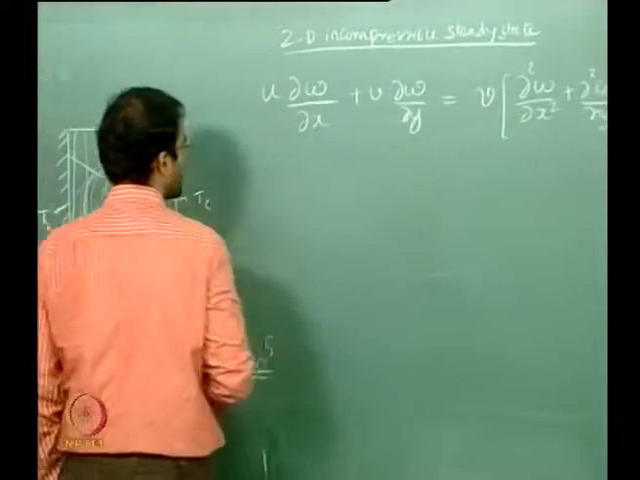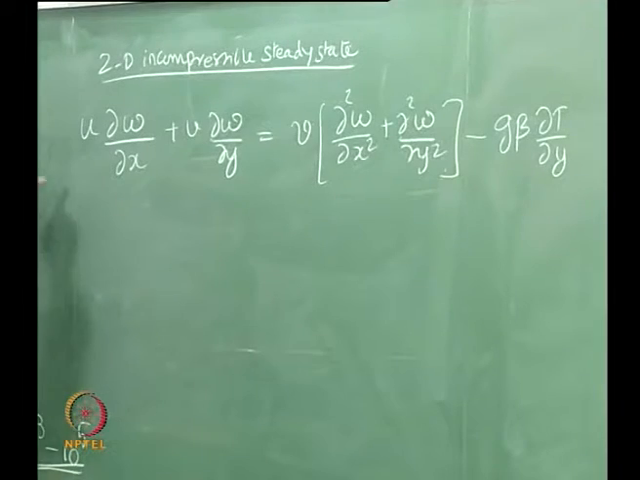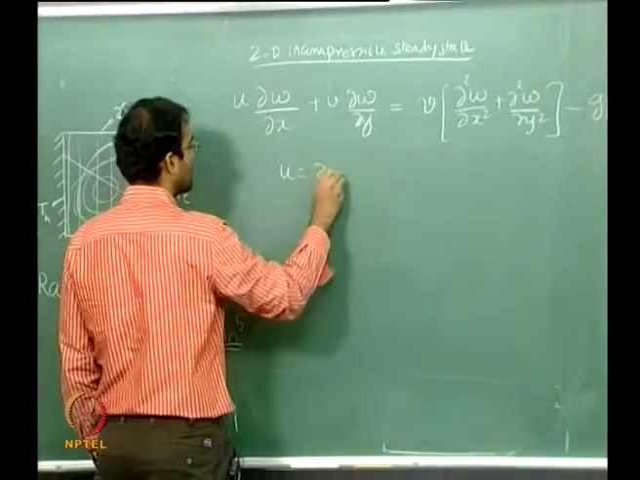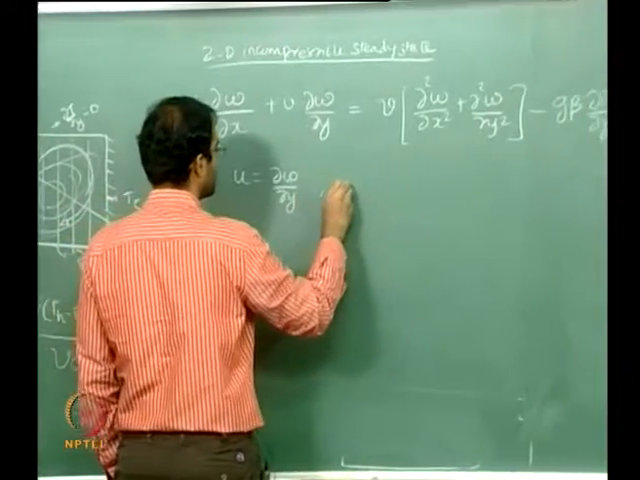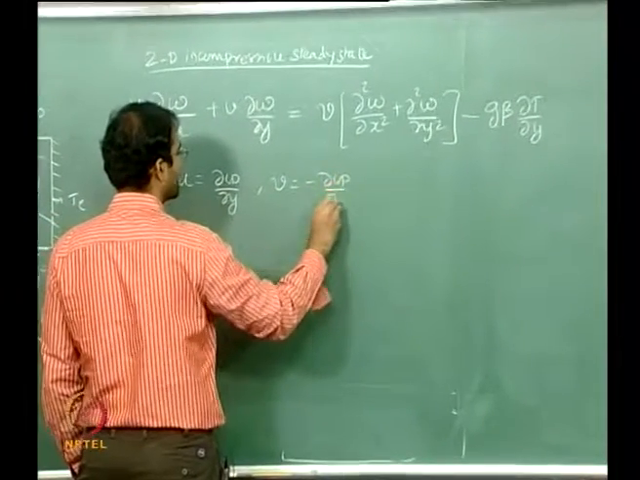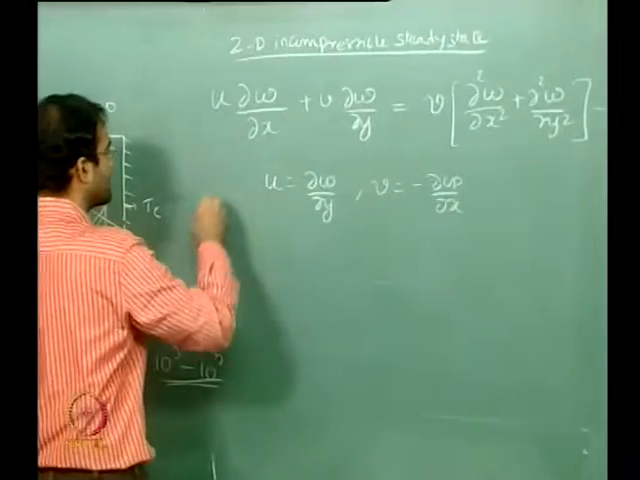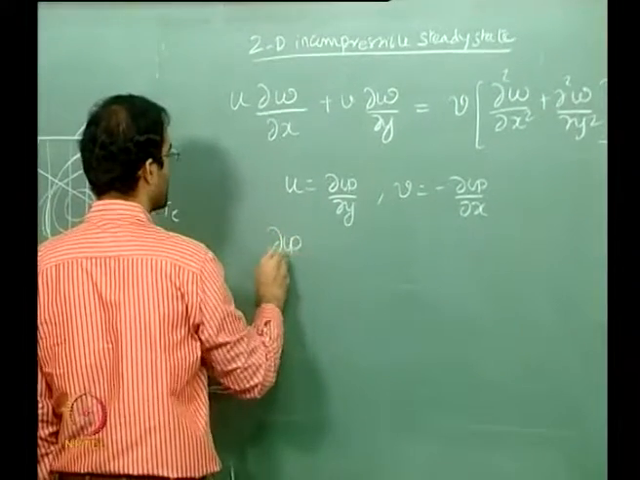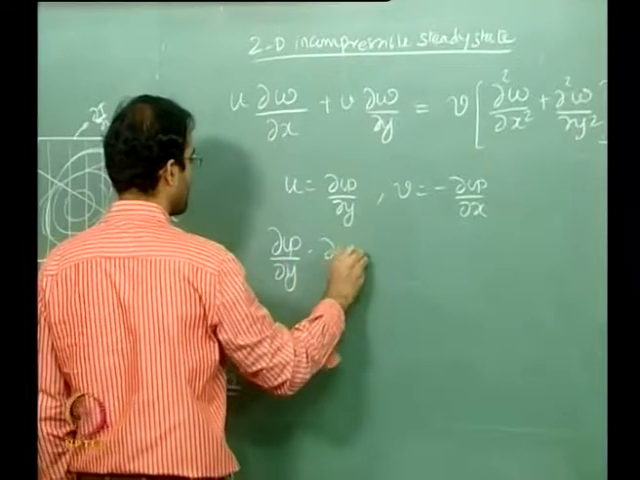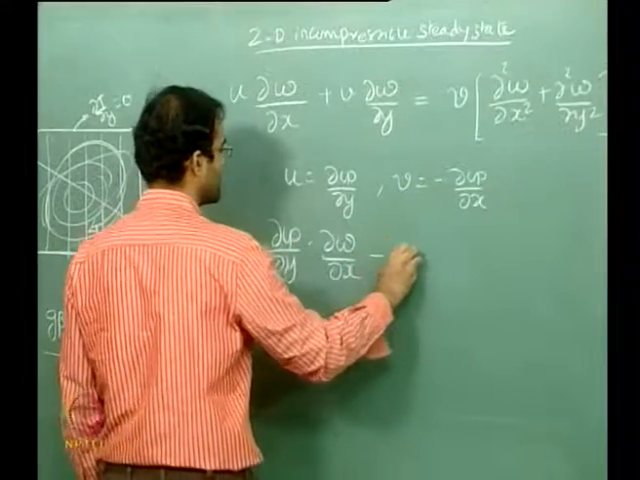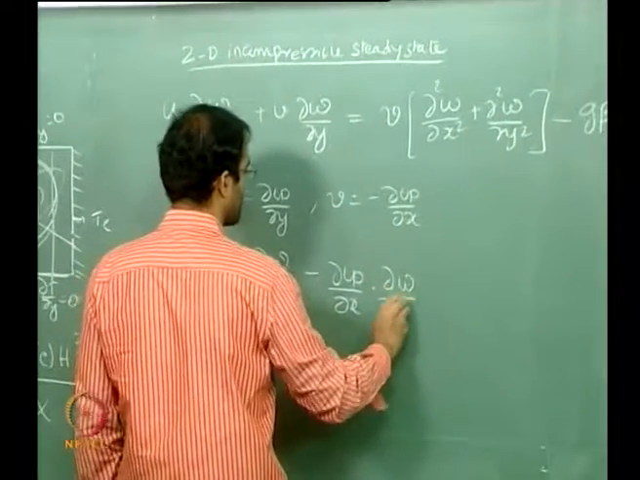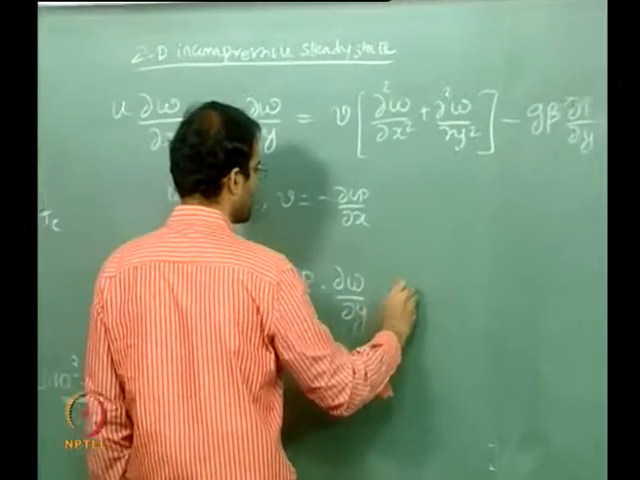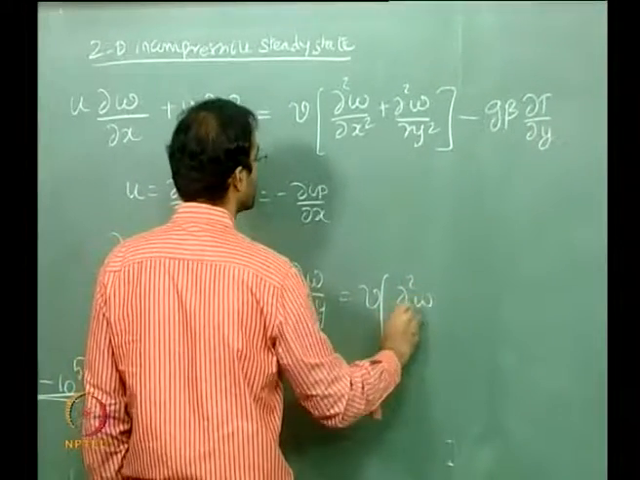Now you introduce the stream function to replace the velocity. I can say u is equal to d psi by dy if I assume a stream function, and v is equal to minus d psi by dx. So I can write this in terms of the stream function: d psi by dy into d omega by dx minus d psi by dx into d omega by dy is equal to the rest of the things on the right hand side, which are the same.